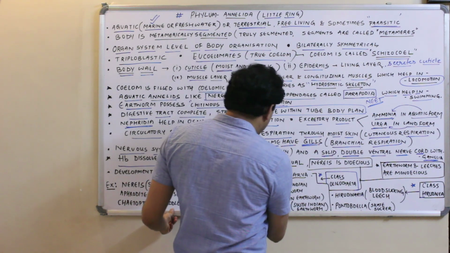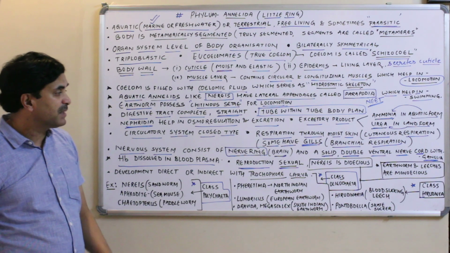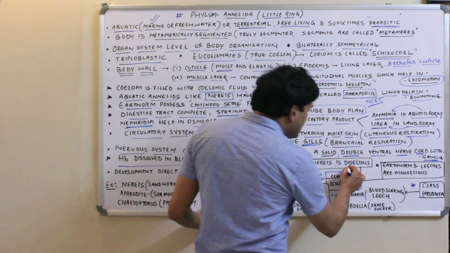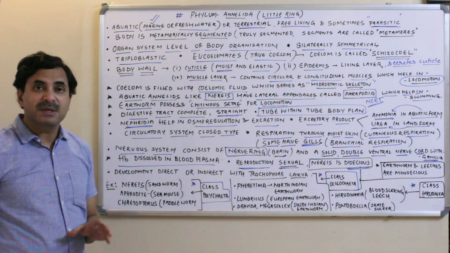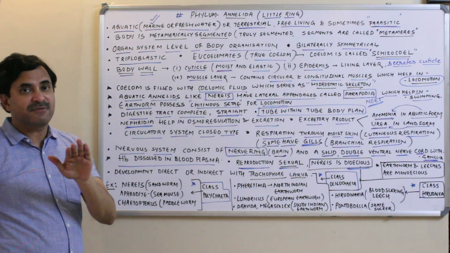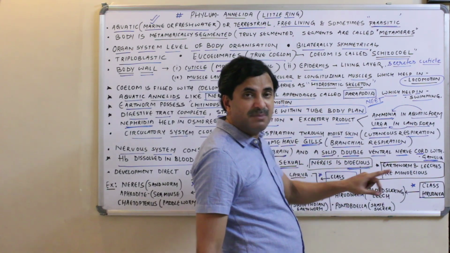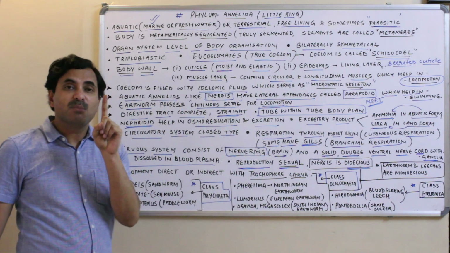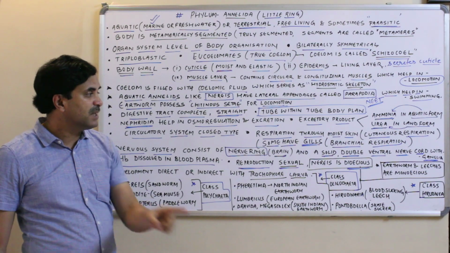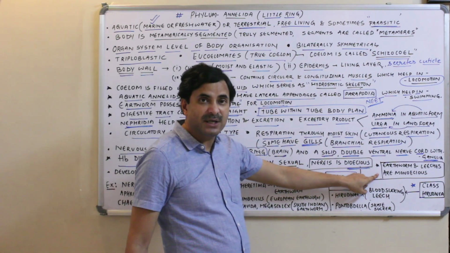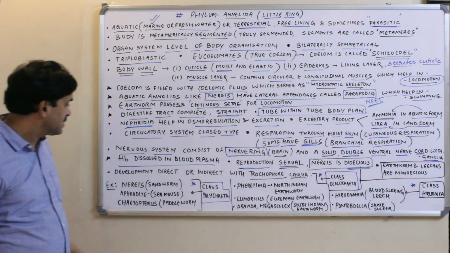Now reproduction is sexual, and a very well developed reproductive system is found. Remember this thing, that Nereis is dioecious, means male is different, female is different. But earthworm and leeches are monoecious, means a single organism has both reproductive organs, the male as well as the female reproductive organ, both found in a single individual. That's why earthworm and leeches are monoecious, while Nereis is dioecious.